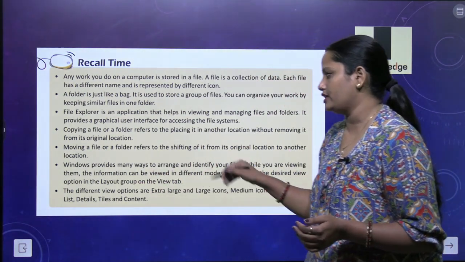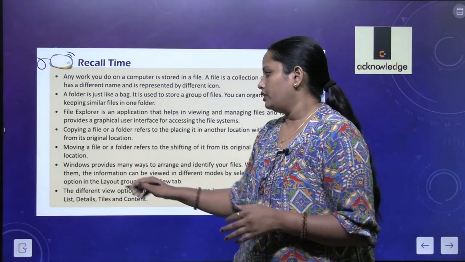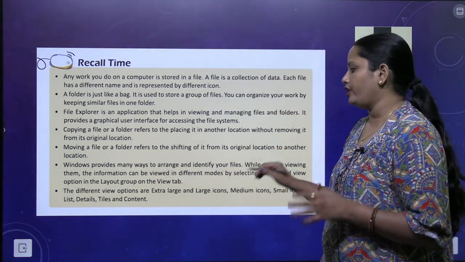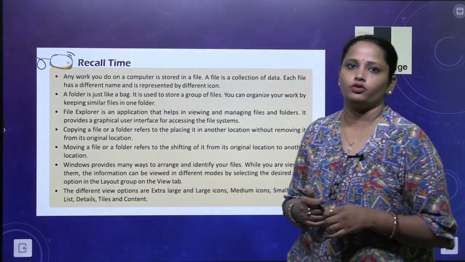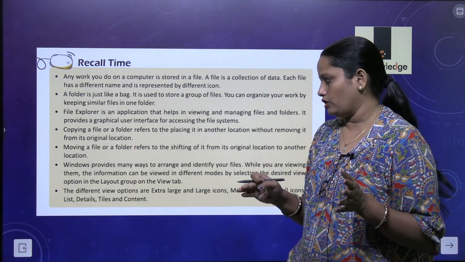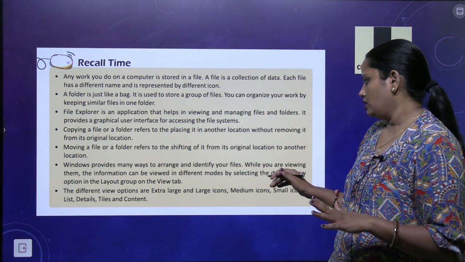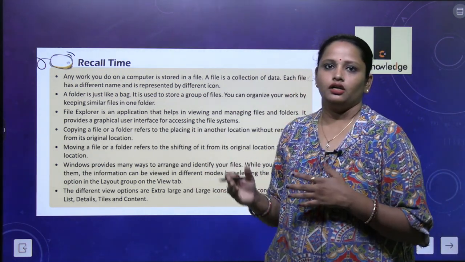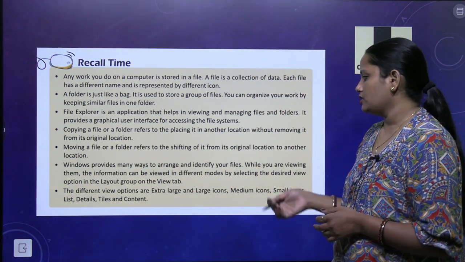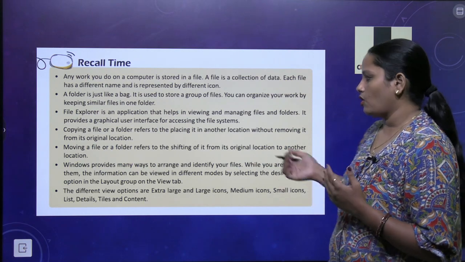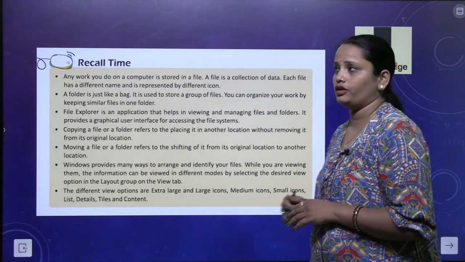Windows provides many ways to arrange and identify your files. While you are viewing them, the information can be viewed in different modes by selecting the desired views option in the layout group in the view tab. So from the layout group in the view tab, we can select the different types of modes through which we can see the files and folders. The different views options are extra large and large icon, medium, small, list, detail, tile and content. So these are the different views.